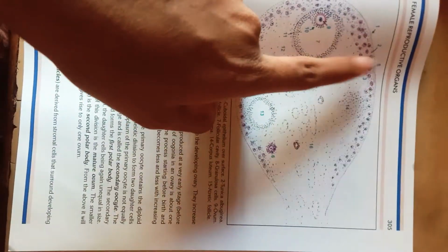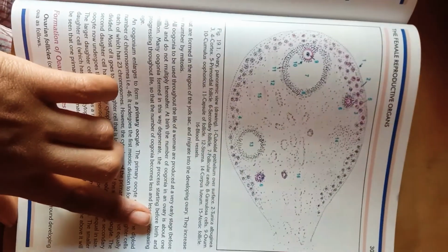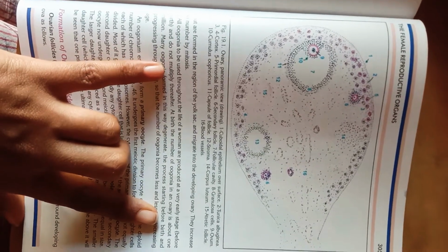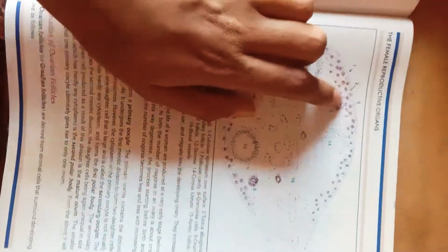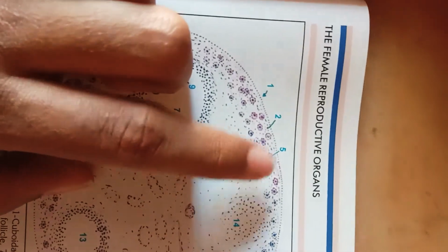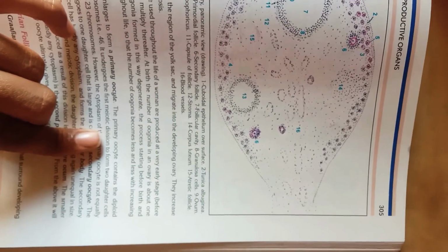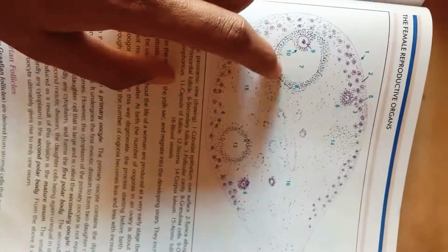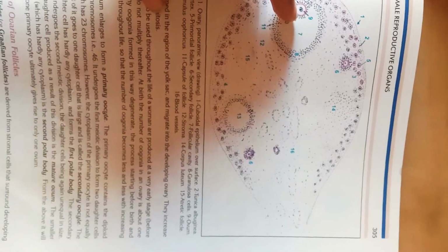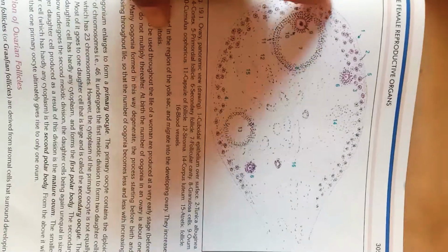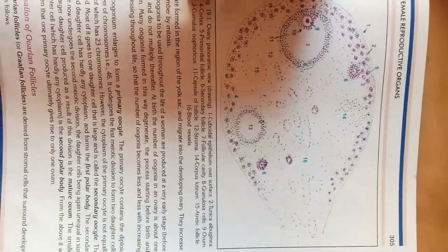So this is the secondary follicle, and our fifth is the primary follicle. You can see these small cells. These are the primary follicles and these are the secondary follicles. And next, coming to the follicular cavity. The seventh is the follicular cavity, and the eighth is the granulosa cells. You know granulosa cells are around our follicle.